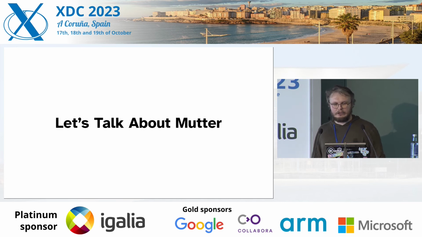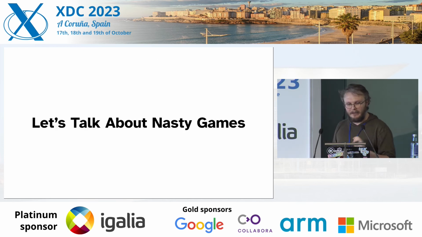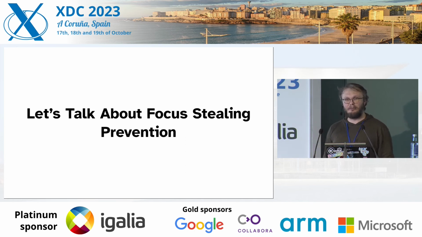So let's talk about Mutter again. The thing is that whenever you try to map a window, it unminimizes, which is a sensible thing to do because you map a window, and also it's not a part of the standard. And also, who would do that? We do that, and we have a use case for that. So basically, we have to re-minimize that window again. It's weird.